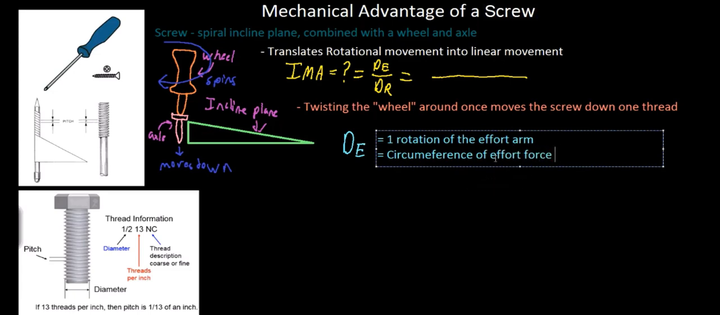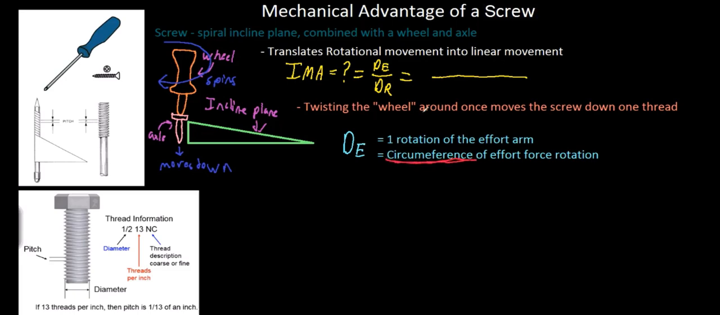Effort force rotation. And with that, I want you to go ahead and underline the word circumference, because that's the key word here. It's the spinning, it's the full rotation, or the circumference. That is what DE is, the circumference of my effort. Circumference. There we go. And so that's the number that goes on top.